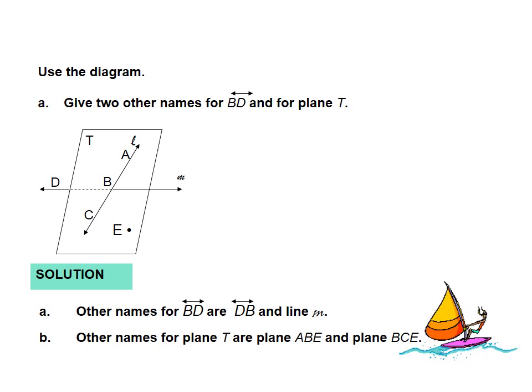The other name for line BD is DB. Notice it still has the arrows on top. And the other name is line m with a lowercase m located by the arrow. The other names for plane T are plane ABE and plane BCE. Notice we did not use ABC.